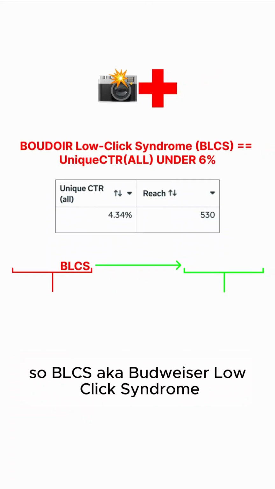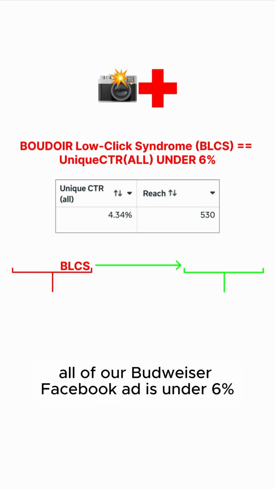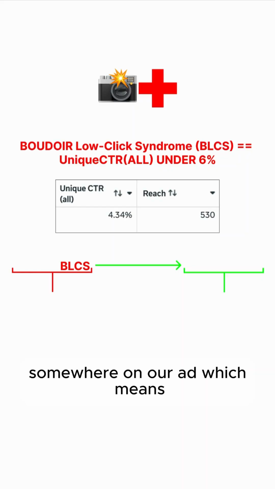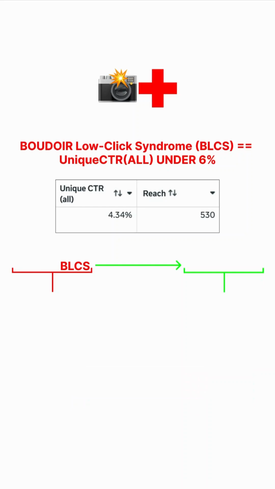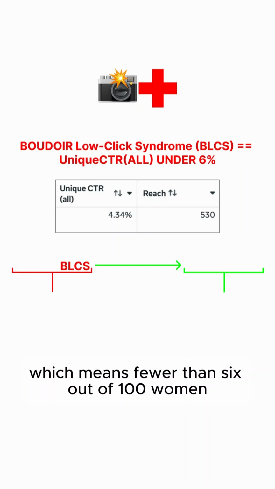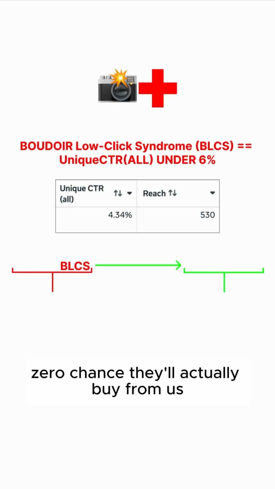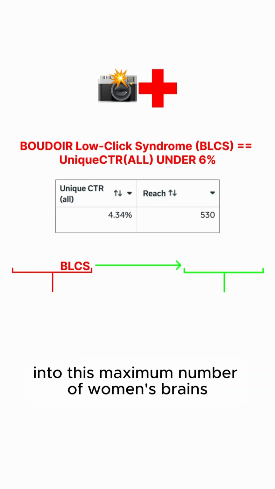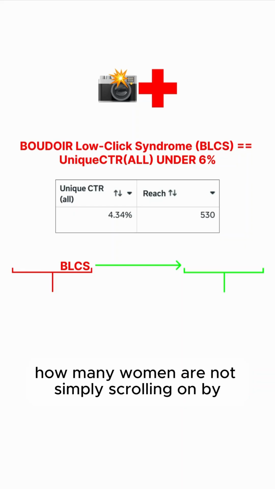BLCS, aka Boudoir low click syndrome, is when the unique CTR of our Boudoir Facebook ad is under 6%. This means fewer than 6 out of 100 women are clicking somewhere on our ad, which means our ad is getting into fewer than 6 out of 100 women's brains, which means fewer than 6 out of 100 women that we're paying to reach have even a non-zero chance of buying from us. So we've got to get this number up as high as possible to get our ads into the maximum number of women's brains. Basically, this means how many women are not simply scrolling on by.